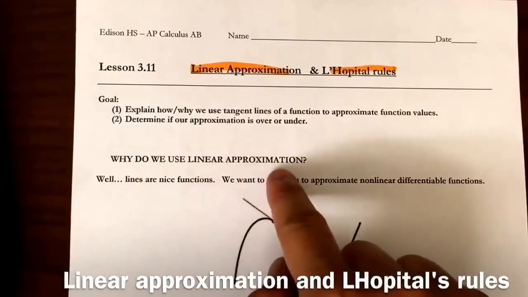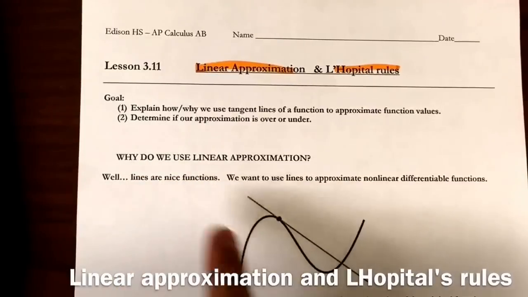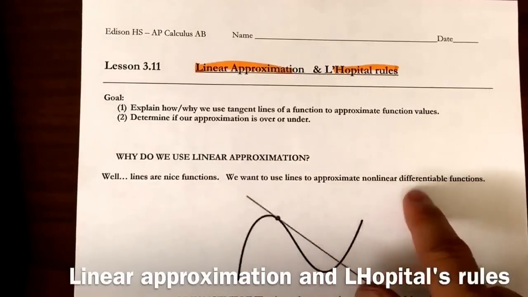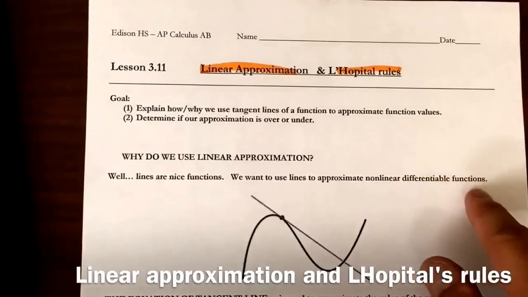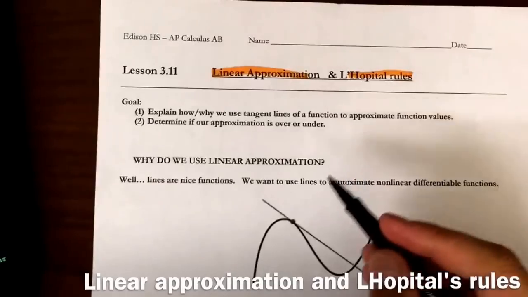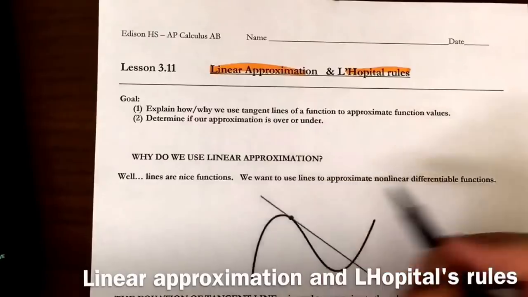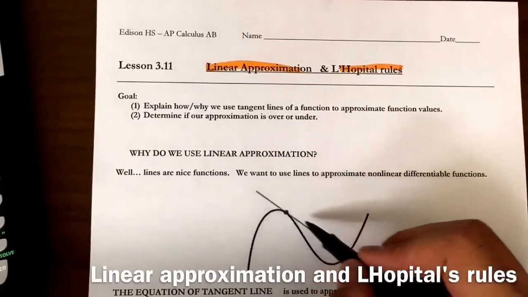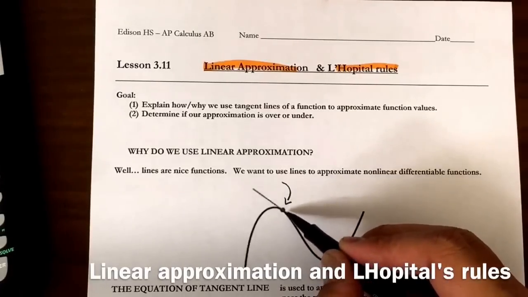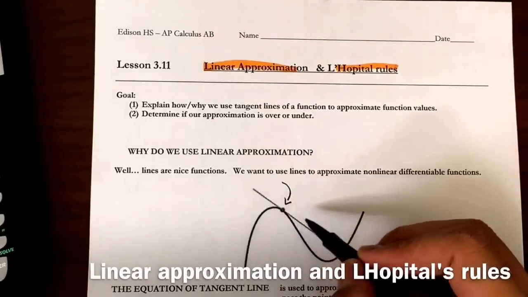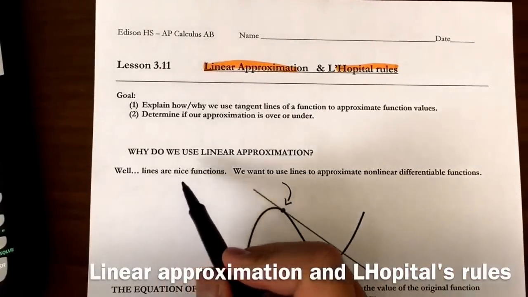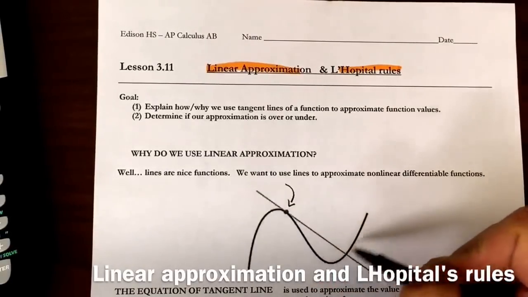Why do we use linear approximation? Well, lines are nice functions. We want to use lines to approximate nonlinear, differentiable functions. What does that mean? Another way to simply state it is we can use lines, more specifically the tangent line, to approximate function values near the point of tangency. And the reason why we use lines is because lines are a lot nicer to use than nonlinear functions.